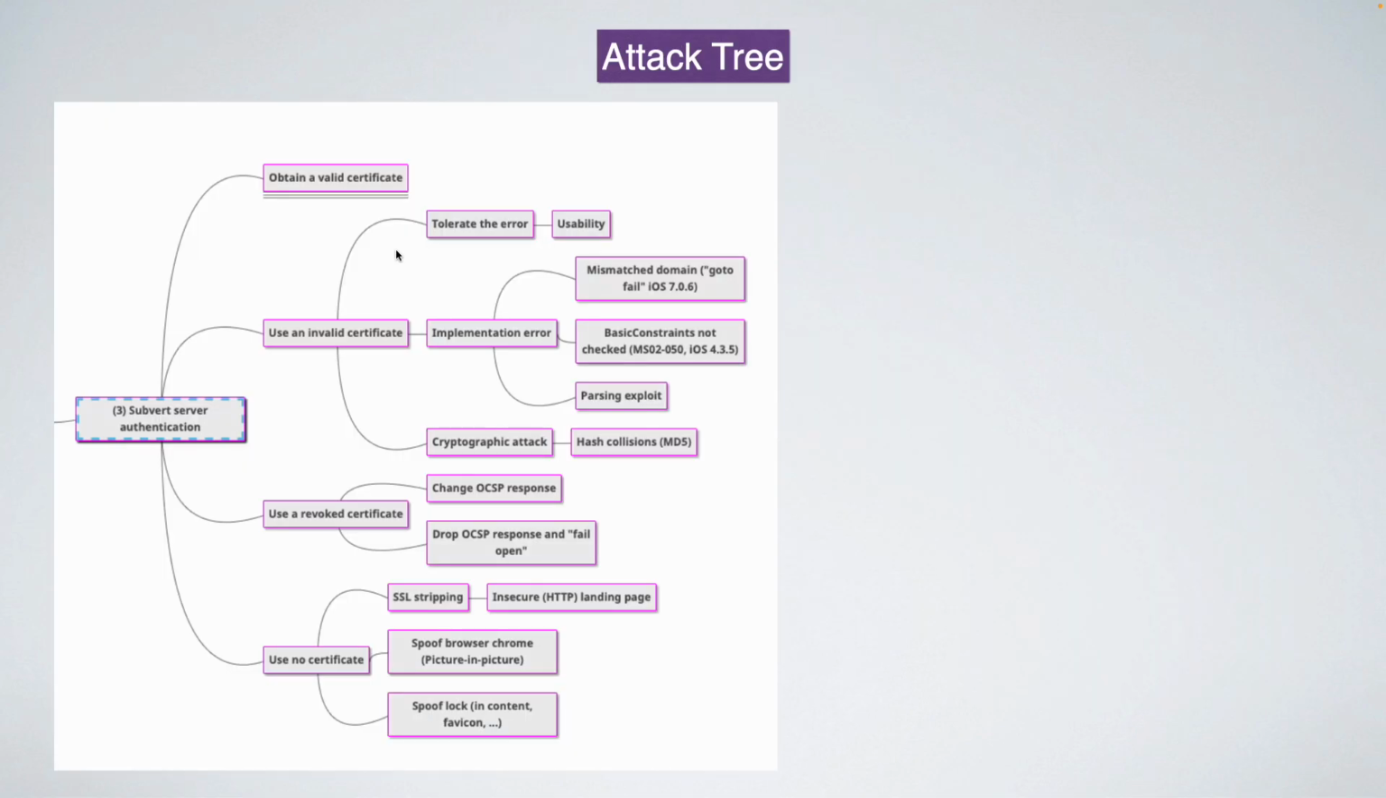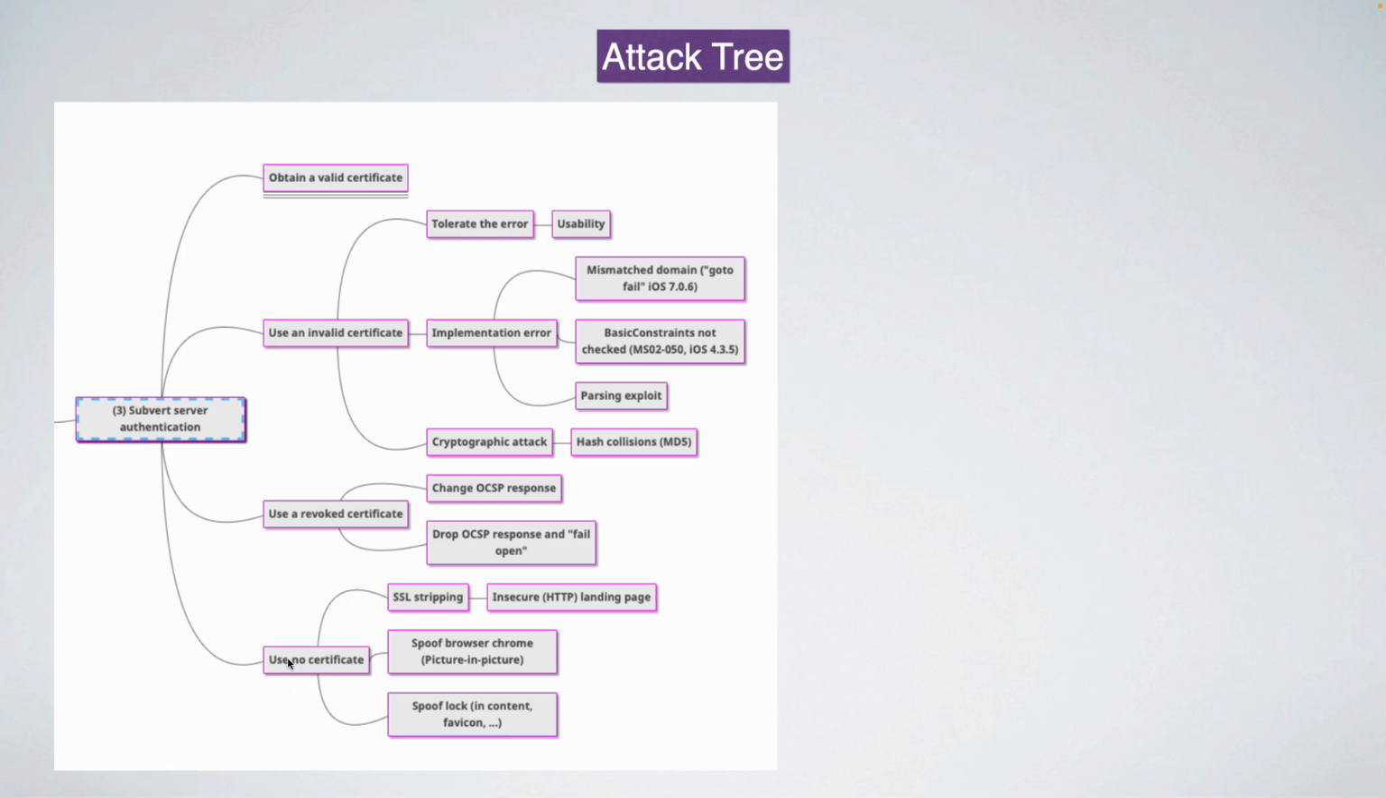Okay, so if we throw this into our tree, we had all the ways earlier from class that we could get a valid certificate. We could just use an invalid one, because we know it's going to throw an error, but whatever, users will click through the error. There could be something in the implementation. There are some cryptographic attacks we didn't talk about. We could try to steal a certificate, it gets revoked, and then we do something about the revocation, so we stop the user from seeing the revocation.